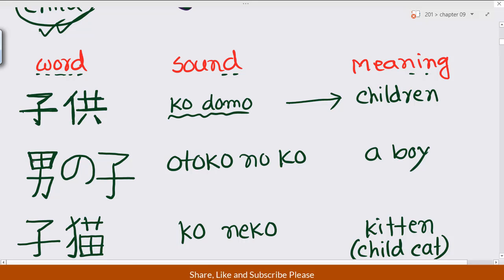Here is otoko no ko. Otoko, vertical one, then horizontal, and here otoko. This is the hiragana, no. This is the kanji ko. Otoko no ko, a boy. Otoko no ko, a boy.